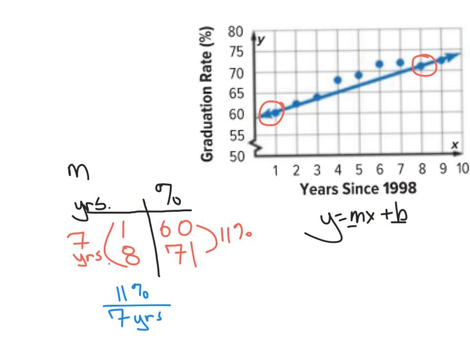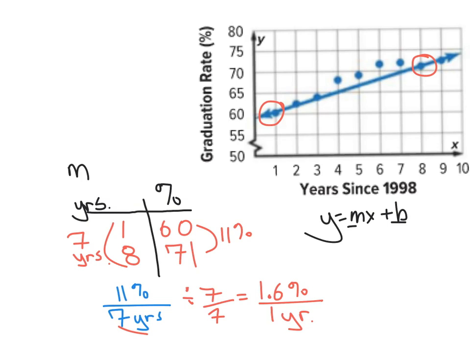Now, again, with slope, we want to know how much of a percentage we have per 1 year. So to figure that out, we're going to divide our numerator and denominator by 7 over 7. And I'm going to pull out my calculator for this. So 11 divided by 7 is 1.6. I'm going to round to the tenths place. So 1.6%. And 7 divided by 7 is 1. So 1.6% per every 1 year.